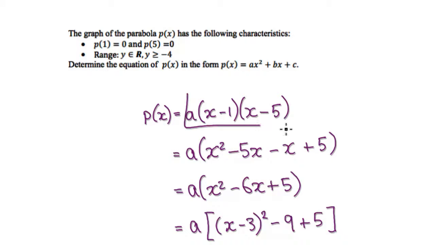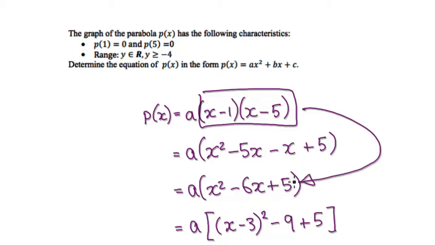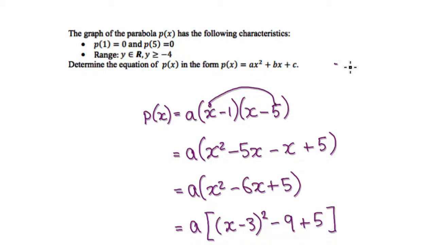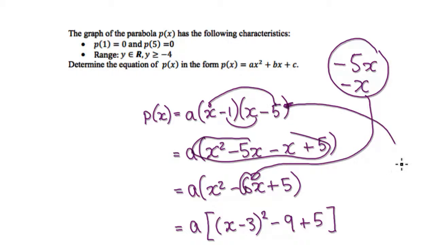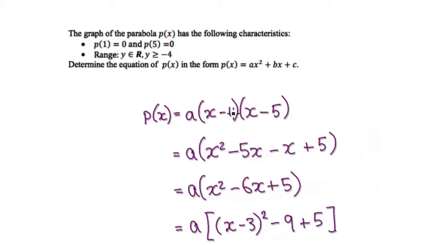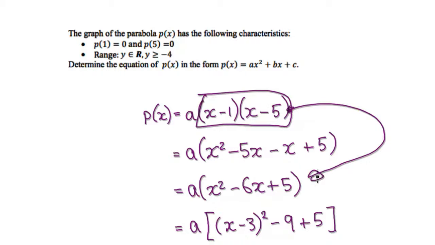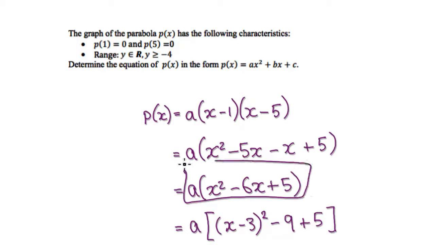Next time when you're trying to do this, try to jump from here to here straight away, because you know that you're going to get x squared, and then you know you're going to get -5x and -x. Merging these two will give you -6x straight away. So rather than doing this step, just jump from here to here. Try to train yourself to multiply this out. Okay, so we are currently here at the moment.